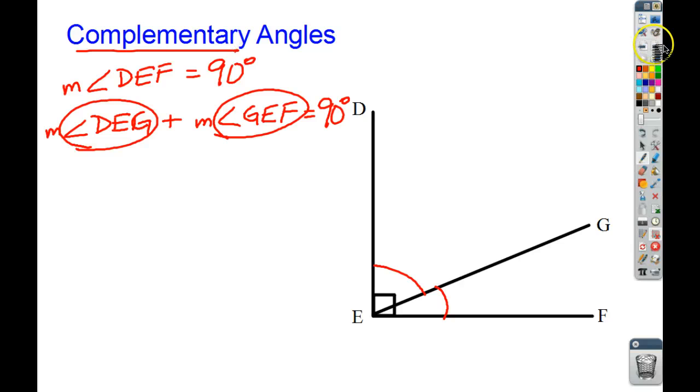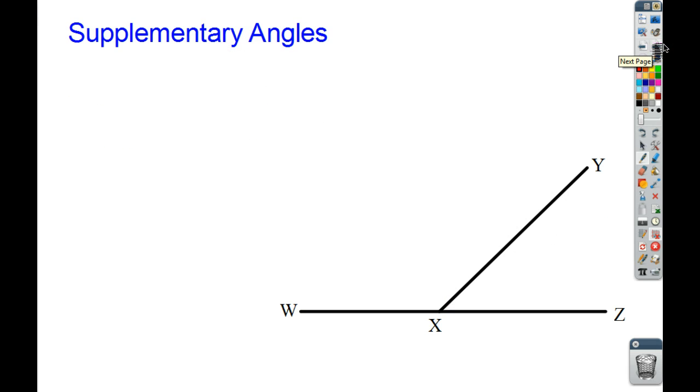All right, moving on. Let's take a look here. Now we're going to talk about supplementary angles. Supplementary angles are when two angles, when you add them together, equal 180 degrees. Or another way of saying it is together they make a straight line. So in this case, I'm going to look from W to X to Z, that's a straight line. So WXZ is a straight line. Well, straight angles are equal to 180 degrees. It's a straight line.